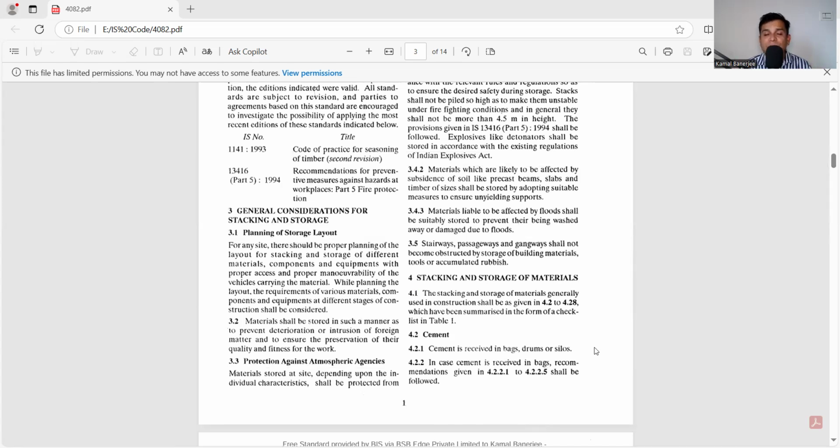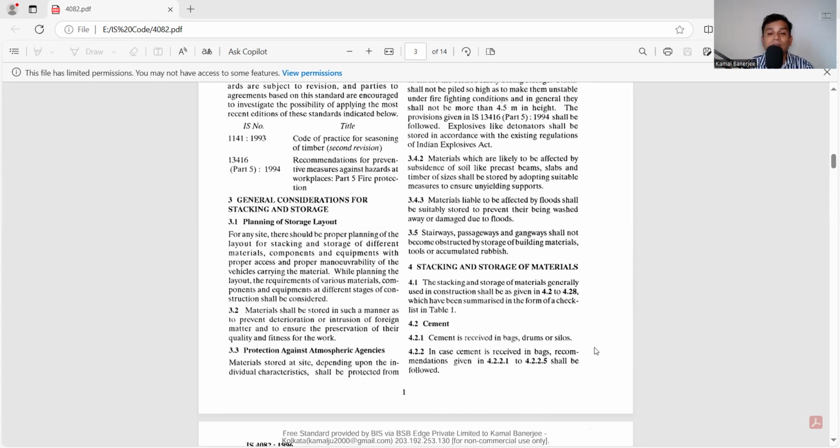So it is very important to store cement properly at the site, because if we cannot store it properly, then it can take moisture, the cement reaction will start with the moisture, and the cement will not be usable. So it is a total wastage, not only of money, but it's a national waste. So we should be very careful. So cement is received in bags. So what is 4.2.2? In case cement is received in bags, recommendations are given in 4.2.1 to 4.2.5.